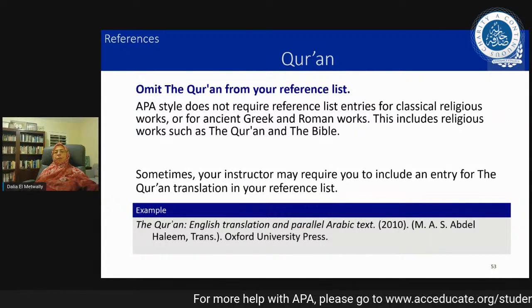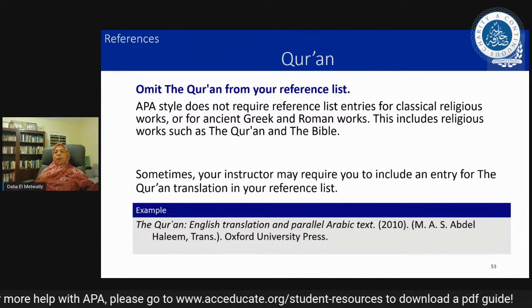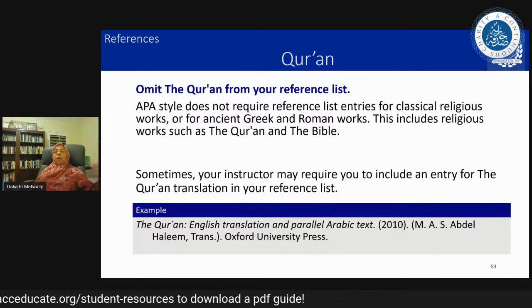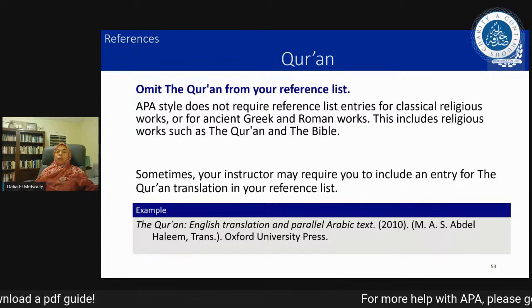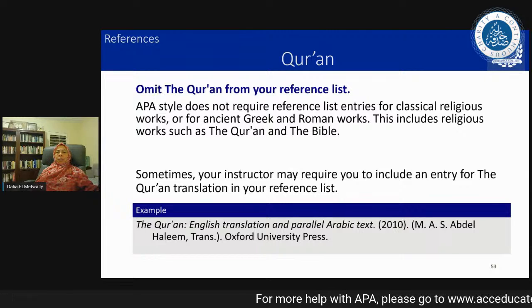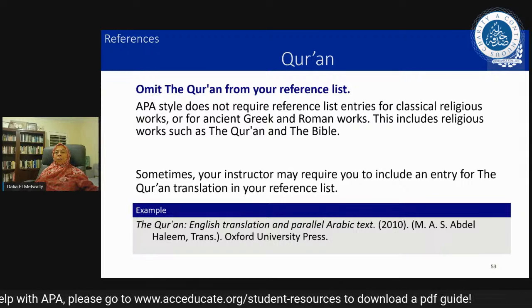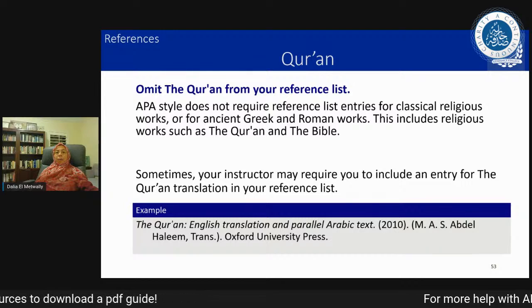How do I reference Quran? Piece of cake. APA style does not require a reference list to include any classical religious works. So it's not required. If you really want to do it, you can, but it's not required. So you are not going to put anything that is religious in your references or anything that is ancient Greek or Roman works. So you might not need to put Aristotle, Plato, Socrates, any of those people. This includes the Quran and the Bible.